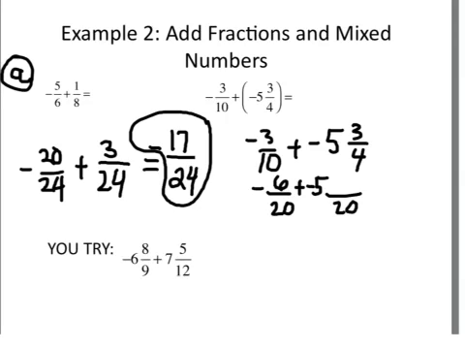And what should be my new numerator here? When I went from 4 to 20, I multiplied by 5. Therefore, I should be multiplying my numerator by 5. And hopefully you guys guessed 15. So now we are adding two numbers that are negative. Our rule is to just add and keep the sign negative.